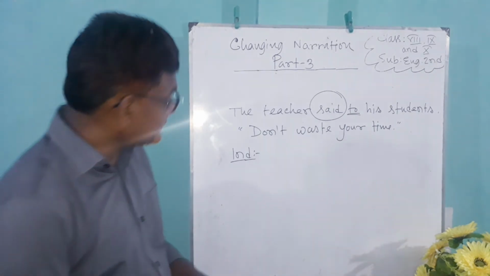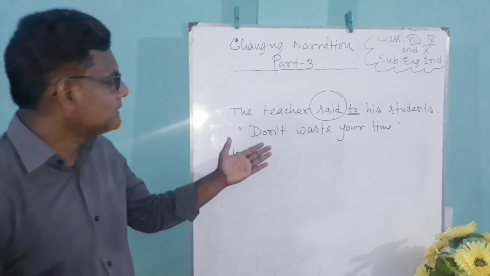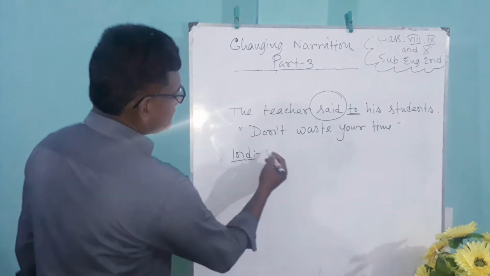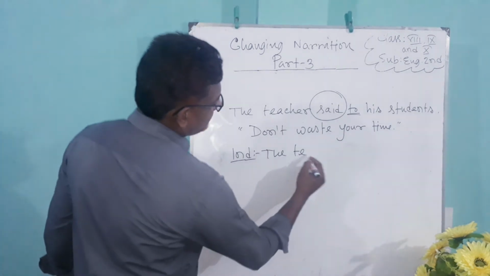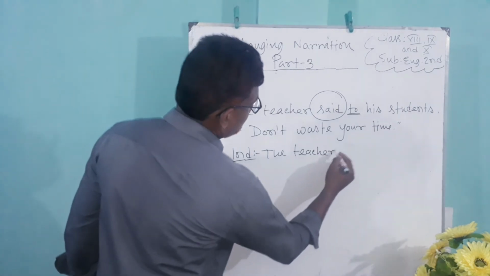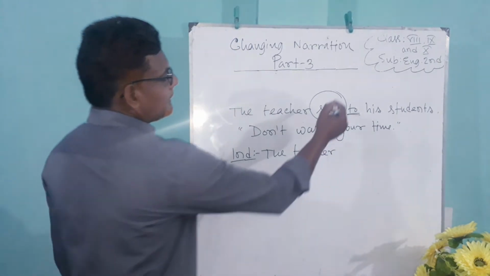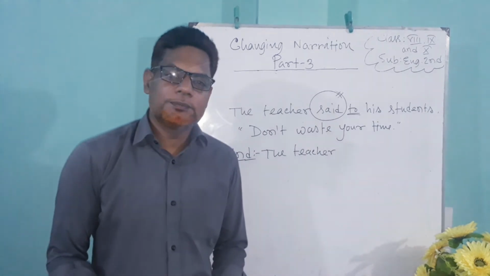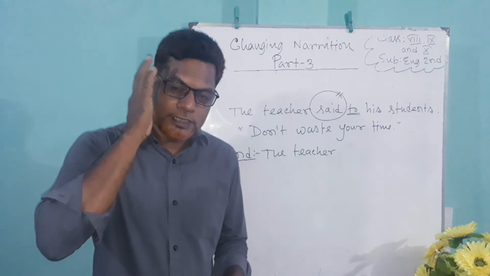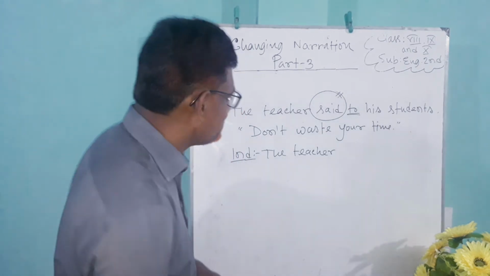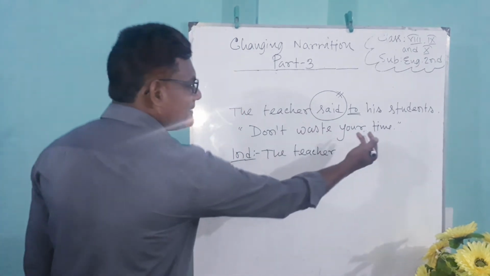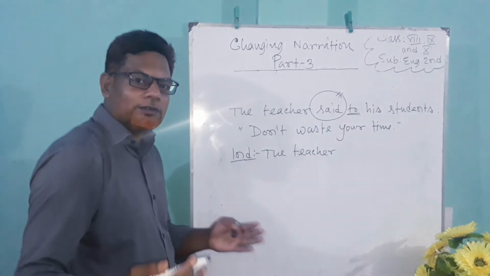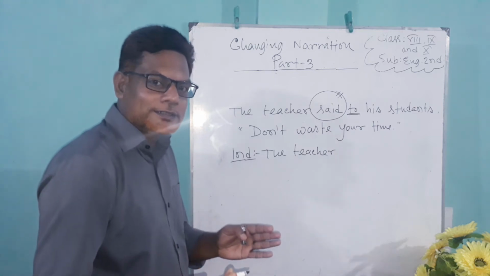Dear students, look at the example. The teacher said to his students, "Don't waste your time." How can you change it? First of all, we have to write the subject of the reporting verb, which is the teacher. Then the reporting verb. I told you earlier, whenever you try to write the reporting verb, you have to think about the sentence of the reported speech. The sentence of the reported speech is imperative, and that's why we can use request, order, advise, forbid, etc.